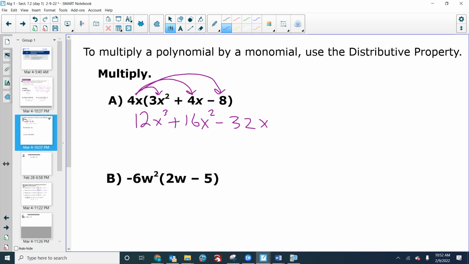Now, here's a couple questions we have to ask ourselves, my friends. 1, are there any like terms I can combine? We always got to check that. No. It goes back to yesterday, right? I was going to say it goes back to tomorrow. Hello. Goes back to yesterday. Are there like terms? No. There's no like terms. Now, is it in standard form? Yes. I don't have to rearrange anything. Okay? All right.